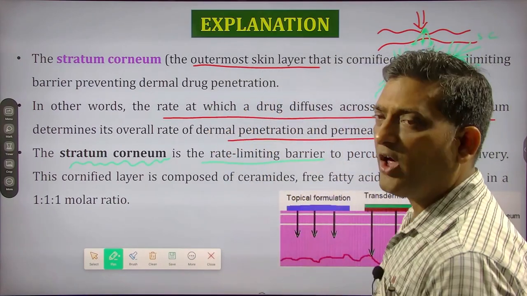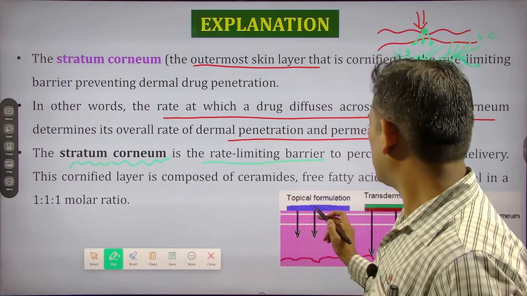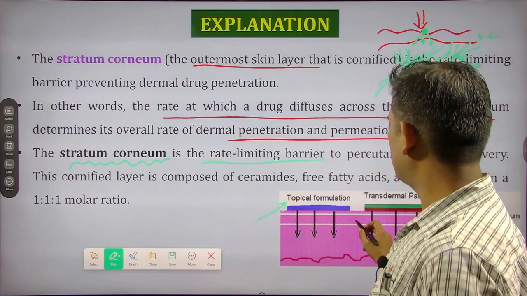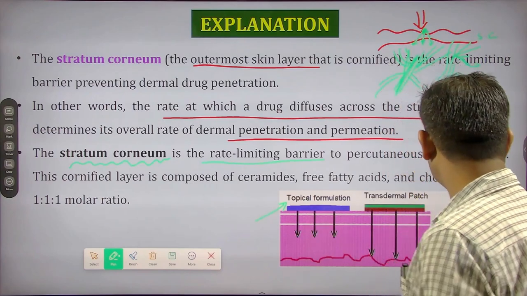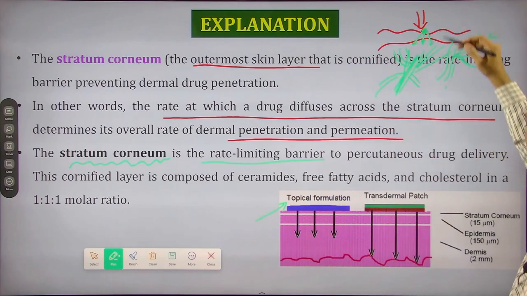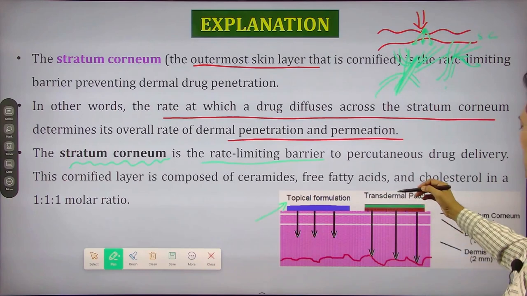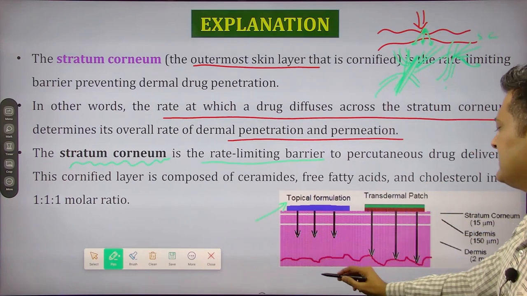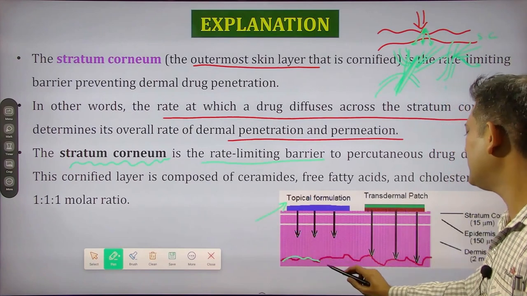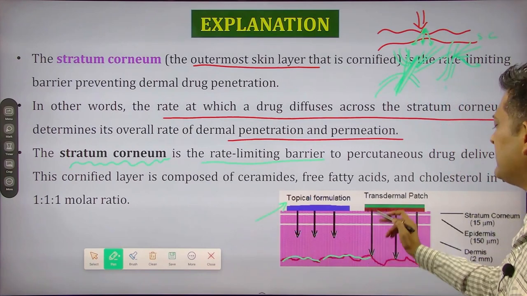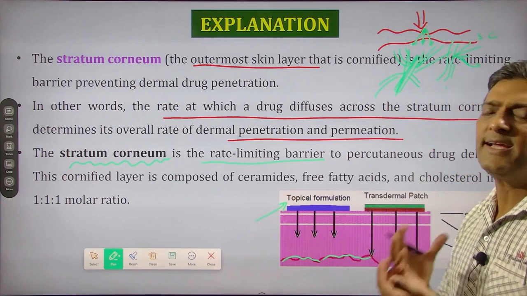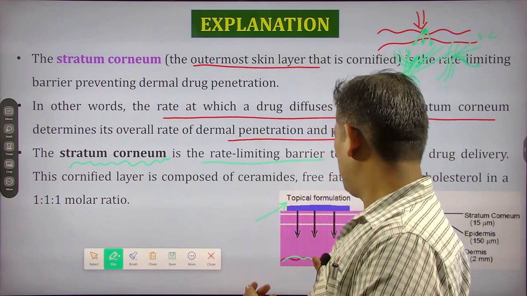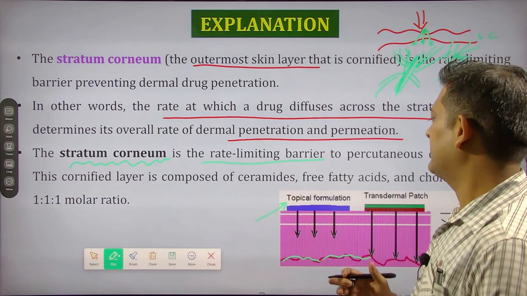If you look at the figure right here, you can see topical formulations applied over the skin surface. This is the stratum corneum, already discussed. The drug has to penetrate it and get absorbed. The blood capillaries are marked right here, and the blood capillaries uptake the drug from the bloodstream into the target area.